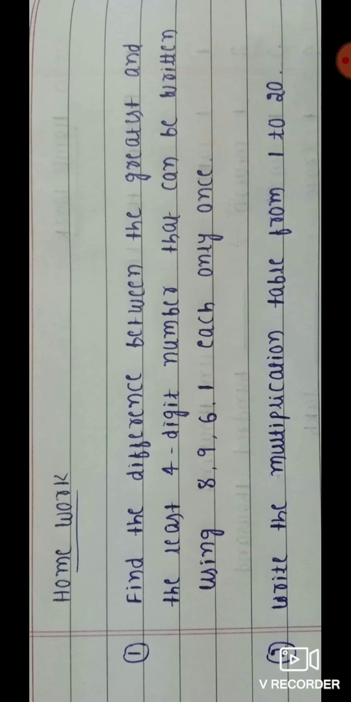Dear students, let us take homework for today. First one, find the difference between the greatest and the least 4-digit number that can be written using 8, 9, 6, 1 each only once. And then you have to write the multiplication table from 1 to 20.